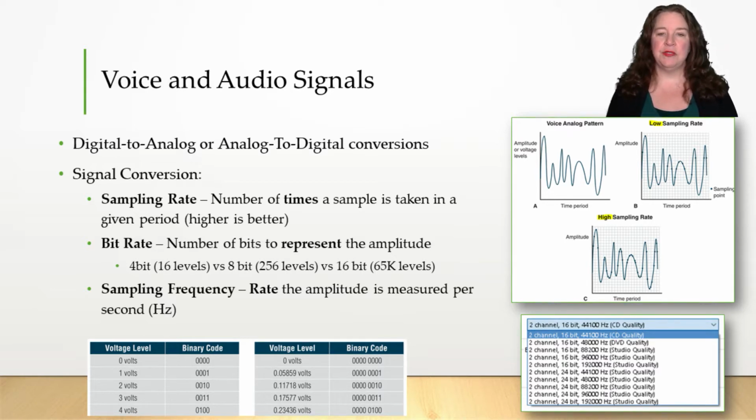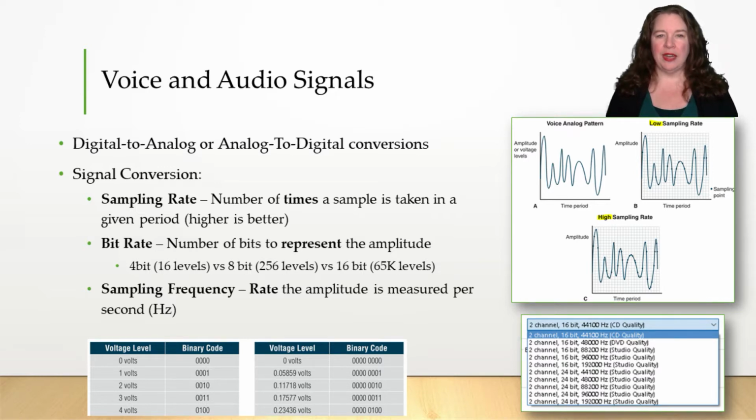The next piece of information is what we call our sampling frequency. This is a rate that determines how the amplitude is measured per second. So the rate that we check it per second, not in a given period like our sampling rate, but our sampling frequency is measured in hertz. So a frequency is measured in hertz. It's per second as opposed to a given period of time, which would be our sampling rate.